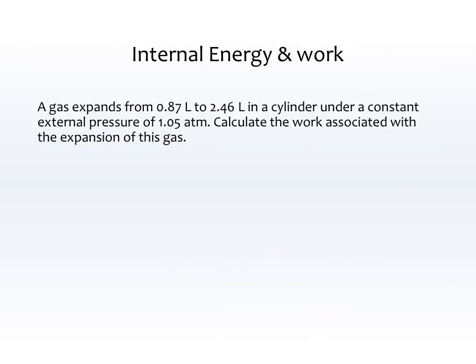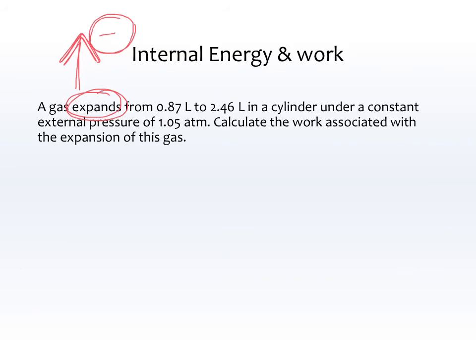A gas expands from 0.87 liters to 2.46 liters in a cylinder under constant external pressure of 1.05 atmospheres. Calculate the work associated with the expansion of the gas. So the gas is expanding, which means essentially the gas is putting way more pressure on the surroundings than the surroundings are putting on it. So let's hypothesize, should work here be negative or positive? Since the energy is going out towards the surroundings, work should be negative. Let's just keep that in mind when we try to solve the problem.